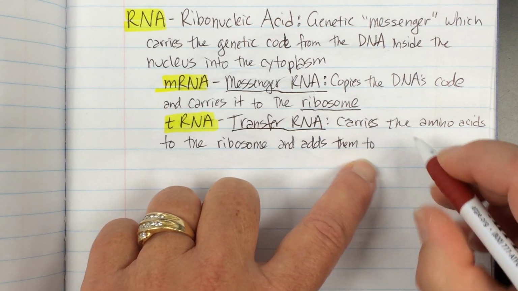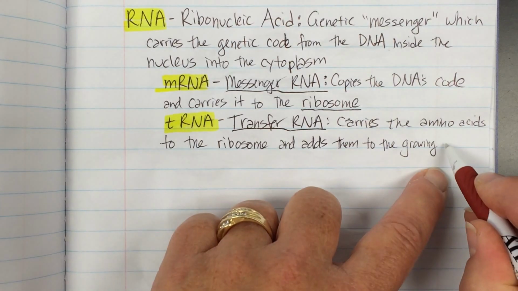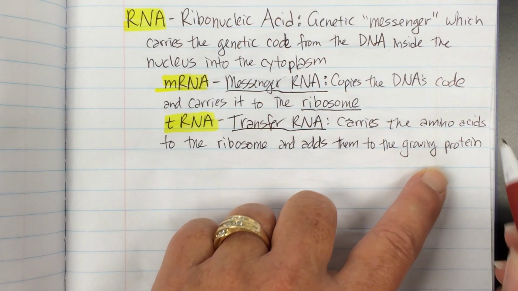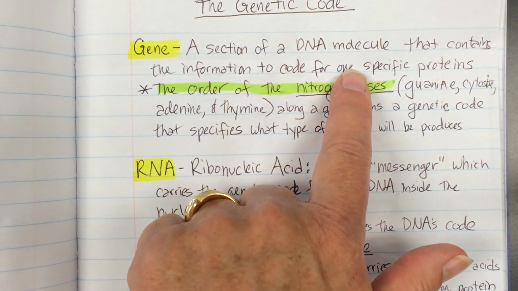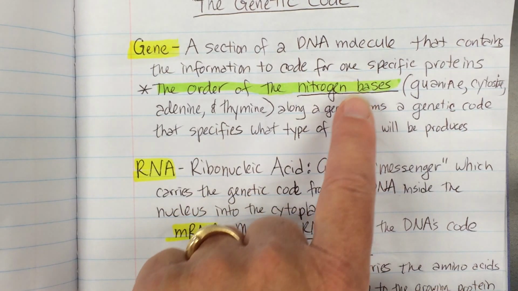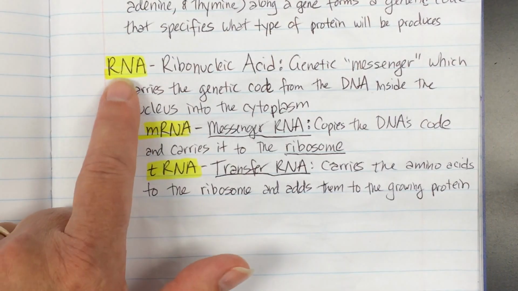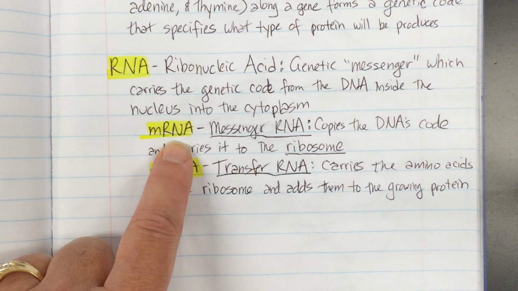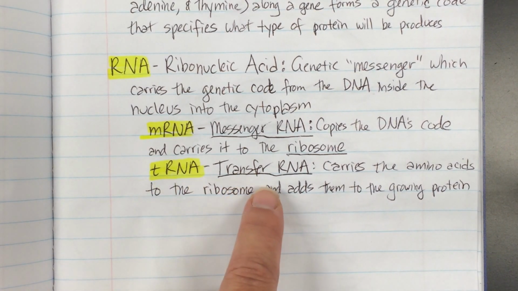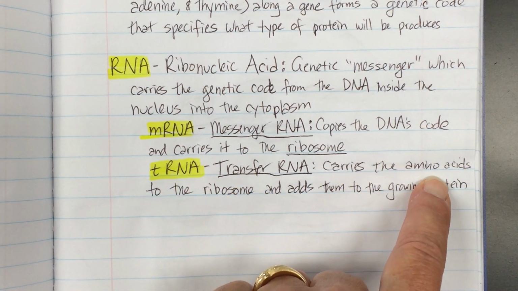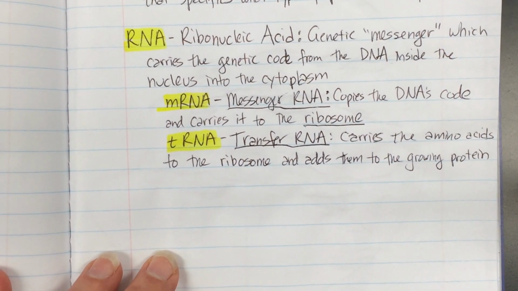Adds them to the growing protein. Okay? So just to review so far, we have genes as a section of the DNA in the nucleus, but that does us no good if this can't get outside the nucleus to make a protein. So in comes RNA. We have messenger RNA, which gives the code to the ribosome, and we have transfer RNA, which carries the different amino acids needed according to the code, right? And then the proteins can get built.